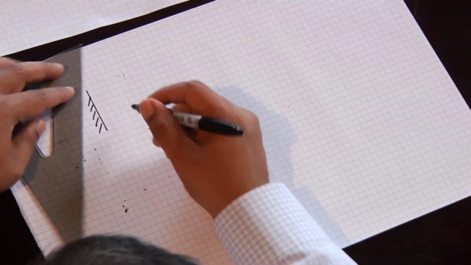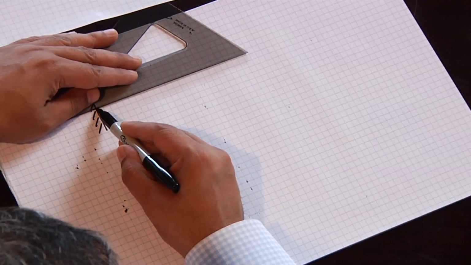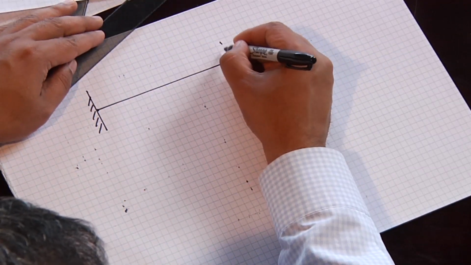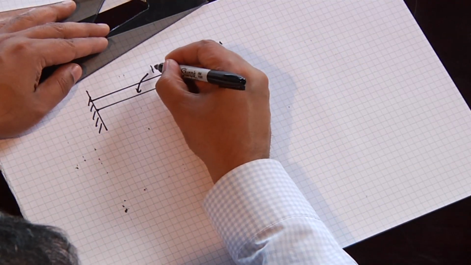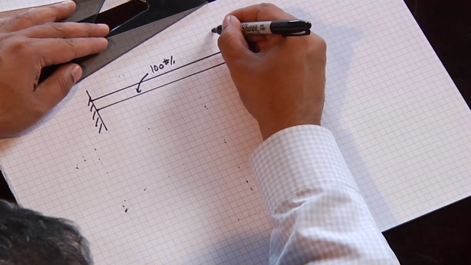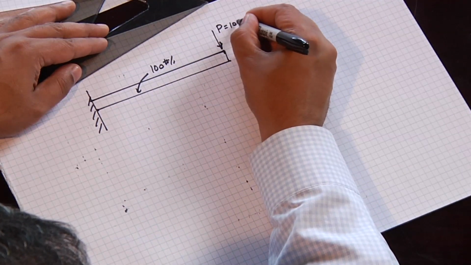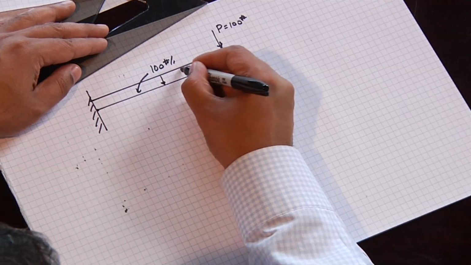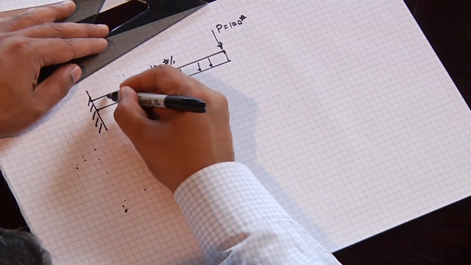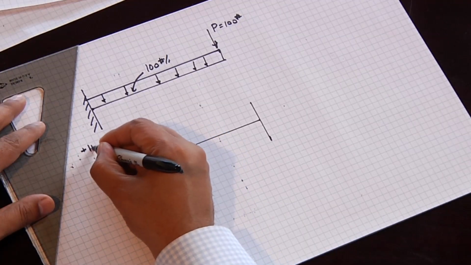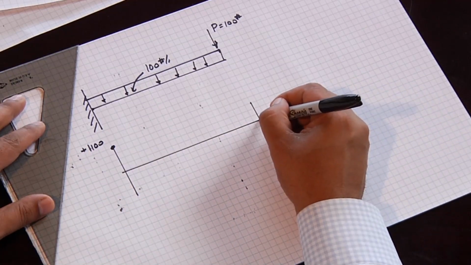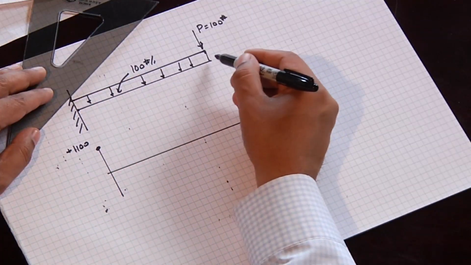Let's take a look at that and let's redraw that sketch. So we have a uniform load, 100 pounds per foot, and we have an end concentrated load of 100 pounds. How does our shear diagram look? Well, we're going to start with plus 1100, and we have to end at 0. And so what happens? This is a linear diagram.